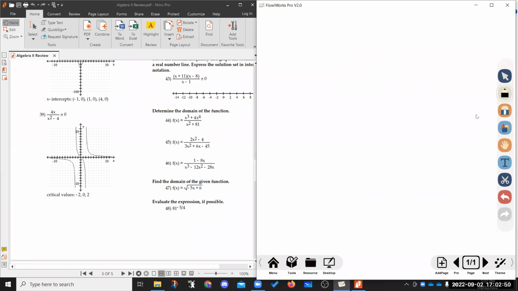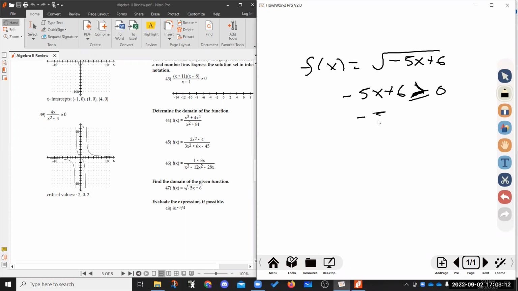All right, now I want to find the domain of this radical function. F of x is equal to root negative 5x plus 6. So my rule for the domain of a radical function that has an even index is that the inside has to be greater than or equal to 0. It can't have a negative on the inside of an even root. So negative 5x is greater than or equal to negative 6. X is less than or equal to 6/5.